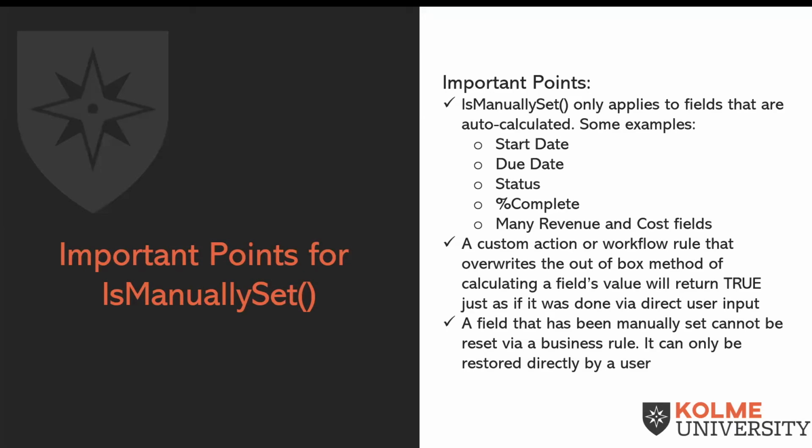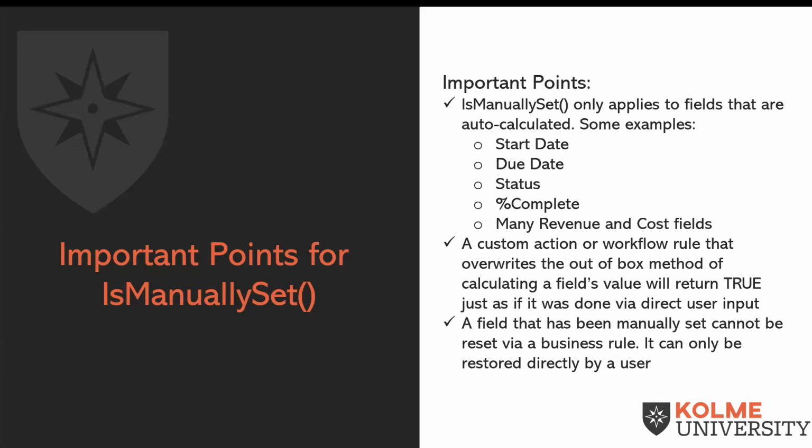That's right. So here are some important points to remember. First of all, IsManuallySet only applies to fields that are auto-calculated. Here are some examples: start date, due date, status, percent complete. Many of the revenue and cost fields, like budgeted cost, budgeted revenue, actual cost, actual revenue, most of those are auto-calculated. The custom action or workflow rule that overwrites the out-of-box method of calculating a field's value will return true, just as if it was done via direct user input.